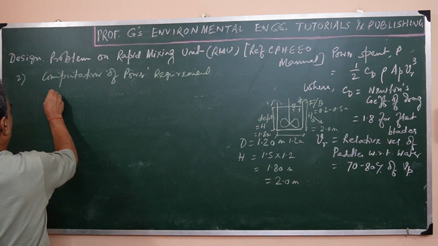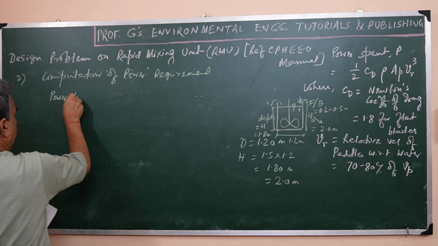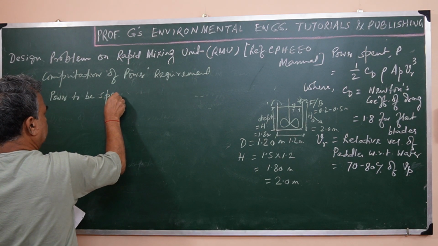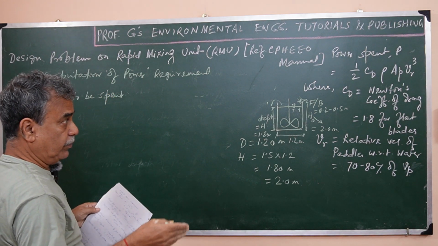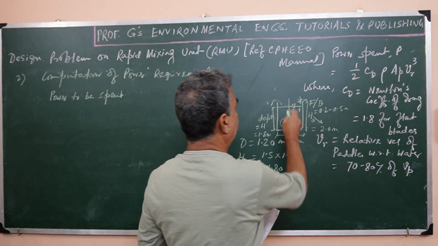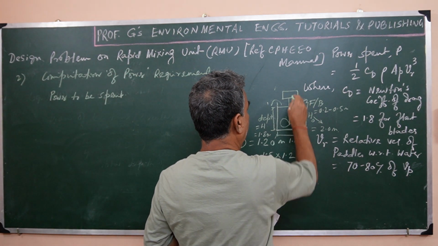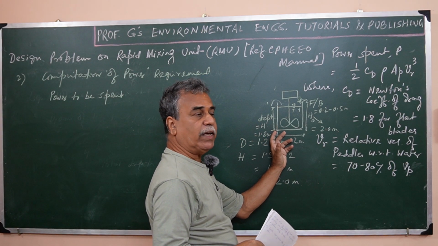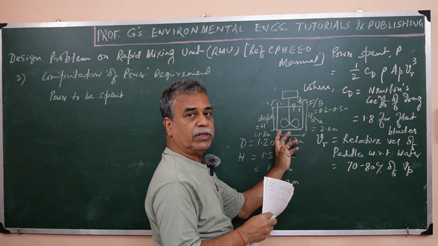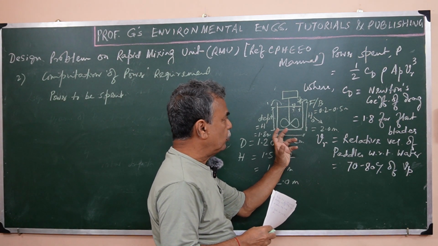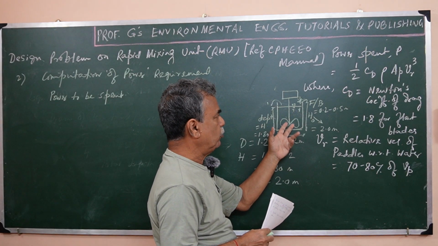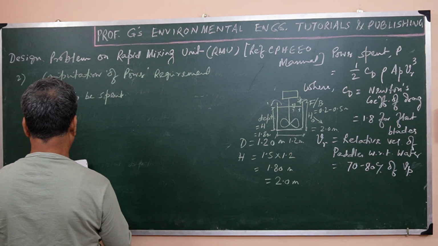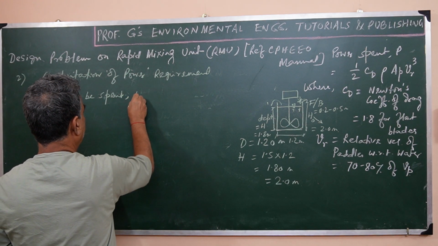So power to be spent to create the G. Remember, here we are writing the power to be inputted to create the G value as given. Here the G value is given as 600 second inverse. So to have that degree of mixing effect in the tank, we are writing the power to be spent, that is P.